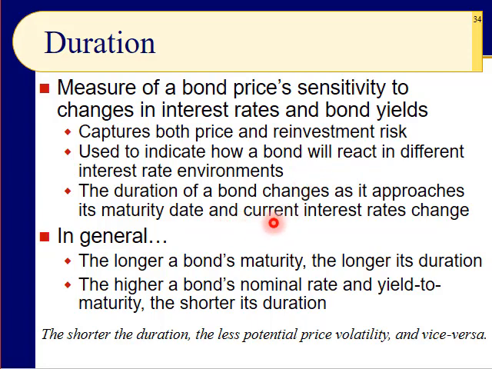It's used to indicate how a bond will react in different interest rate environments. So the duration of a bond changes as it approaches its maturity date and as current interest rates change. In general, the longer the bond's maturity, the longer its duration. The higher the bond's nominal rate, the yield to maturity, the shorter its duration. The shorter the duration, the less potential price volatility, and vice versa.